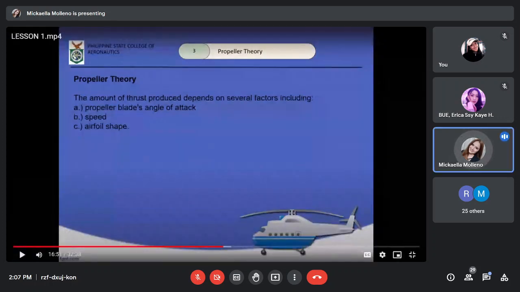Okay, so na-define na both yung angle of attack and yung ating propeller blade angle. Can anybody tell me kung ano yung pinaka difference nila rather? Anyone? Blade angle, difference niya sa propeller angle of attack.